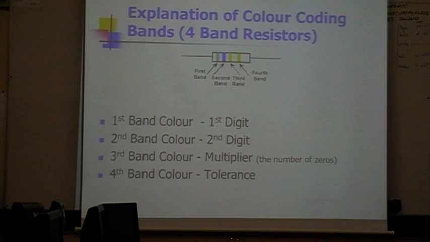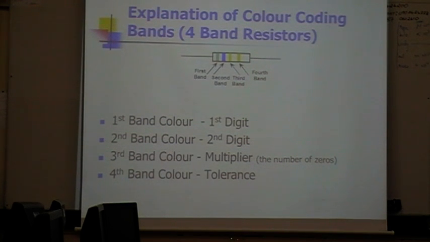And then we have the explanation of the color code bands. There are 4 bands on resistors. Your first band is the first number, your second band is the second number, your third band gives you your multiplier for the number of zeros, and your fourth band is your tolerance band, which gives you the percentage. The first two are pretty simple, but the third one is where you get caught out, so we'll go into detail on that.